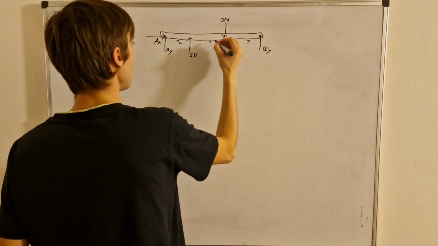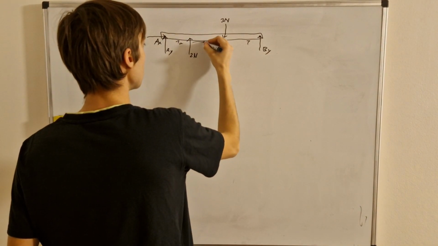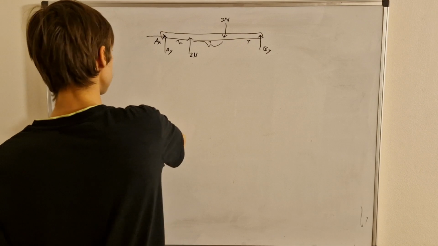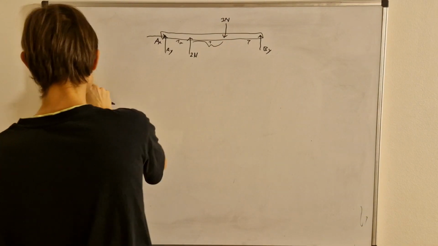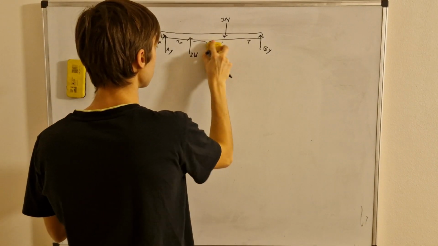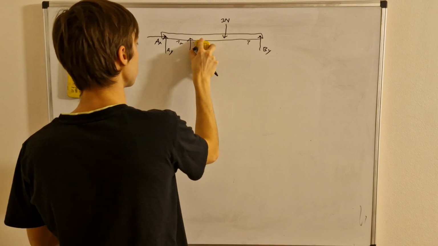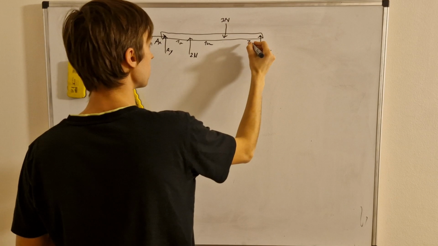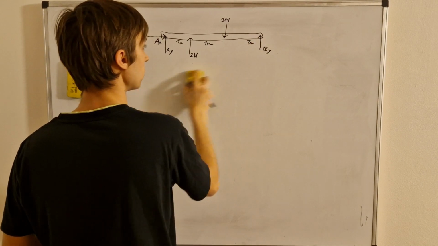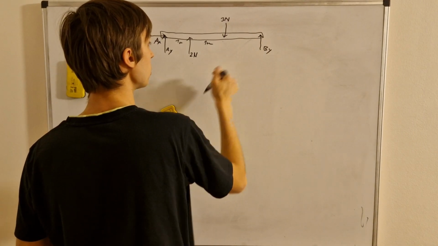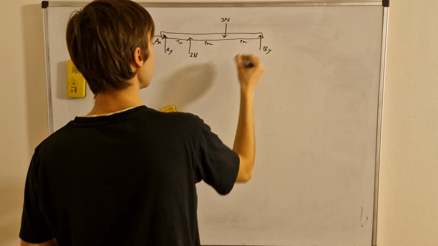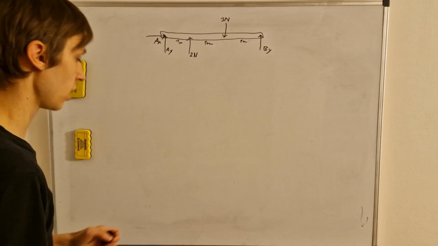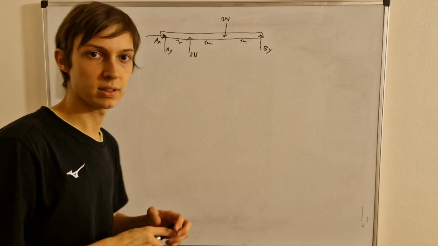So 1 meter this is. This part is also 1 meter between the 2 and 3 newtons. And this one is also 1 meter between the 3 newtons and BY. All right, so this is the situation we have.